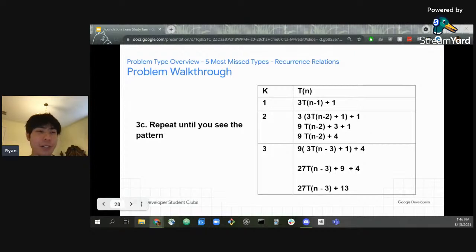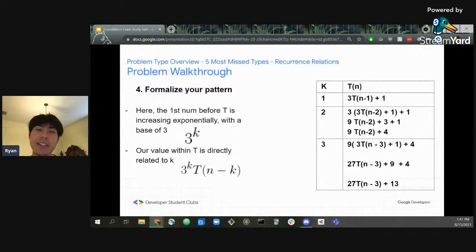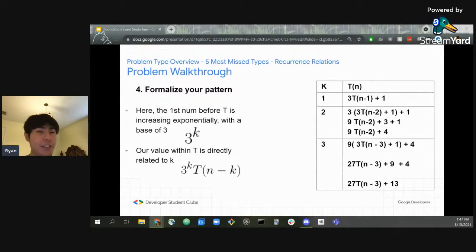And then once again, I'm going to do some distribution, some simplification to get k equals 3. Next slide. Now you realize here, I've only done it 3 times, but after these 3 times, I've done enough recurrence relations problems to see the pattern. This is why practicing is very important, because with more practice, you're able to see these patterns earlier on, and you're able to solve the problem faster. So now let's formalize our pattern.